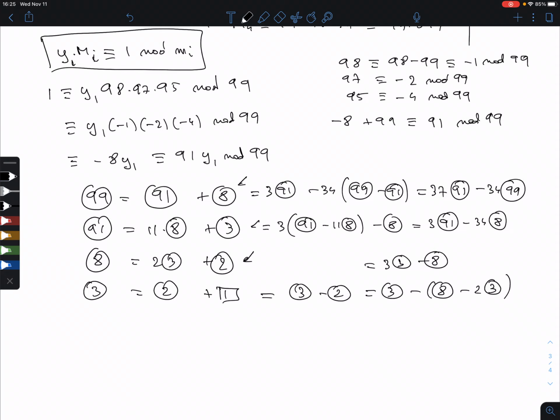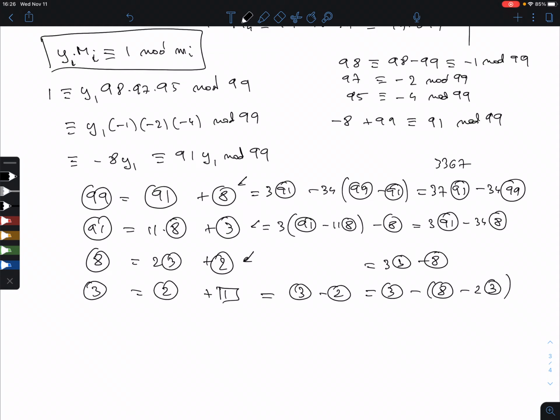Now, I want to make sure that I don't make mistakes, because one mistake and the whole thing is off. Okay, so 37 times 91, 3367. Let me write it down because I'm going to forget this. And then 34 times 99, 3366. Okay, good. So remember, the difference has to be 1, right?